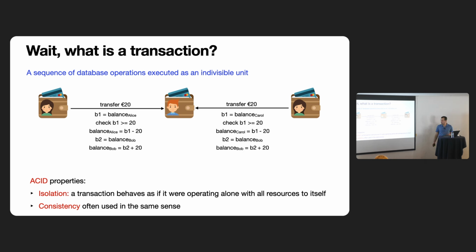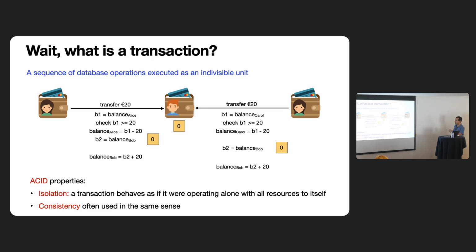Now, to do this, the database needs to do some work. For example, if we have this kind of an interleaving, let's see what happens here. Let's say Bob's balance is initially zero, so the database would read Bob's balance, so that's zero, that's on the left-hand side. And then let's say after this, we do the read on the right-hand side. So the database also wants to do the transfer from Carol, so it reads Bob's balance again, it's zero. And then the database would compute what it needs to write to Bob, and on the left-hand side, we would compute 20. And on the right-hand side, we'll also compute 20, and so that's what we write into our database. So we've just lost €20.